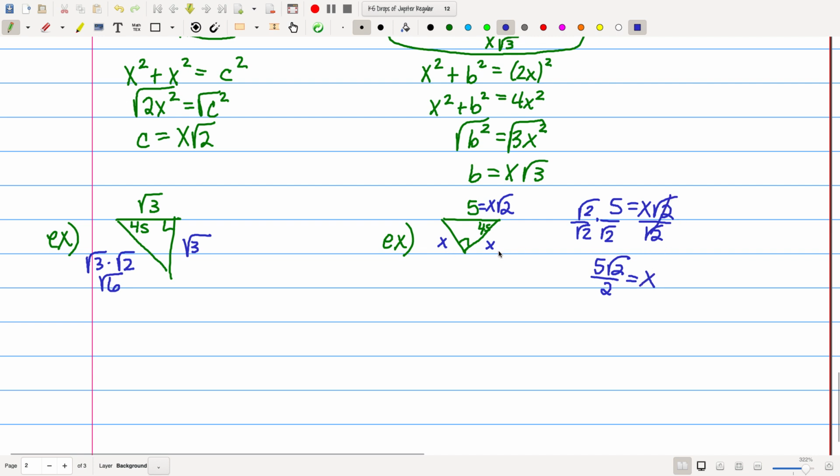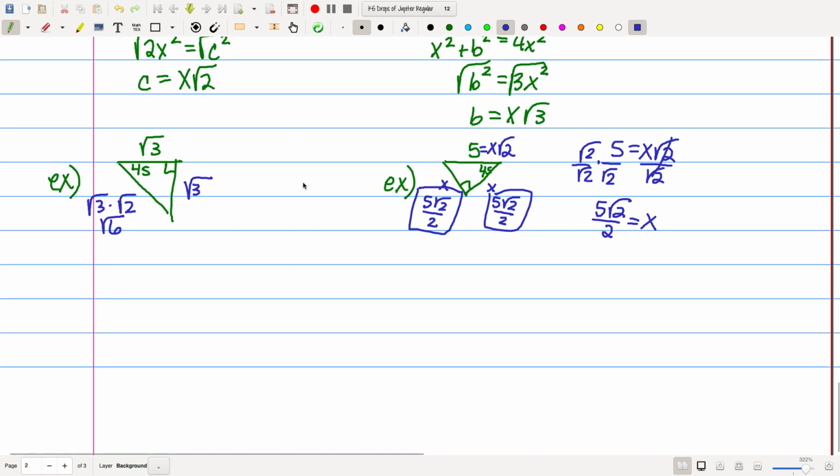So both of my sides are 5 square roots of 2 over 2. Okay? And again, they are the same because it's an isosceles triangle. Both of those angles are 45, so both of these legs will be the same as well. Okay?